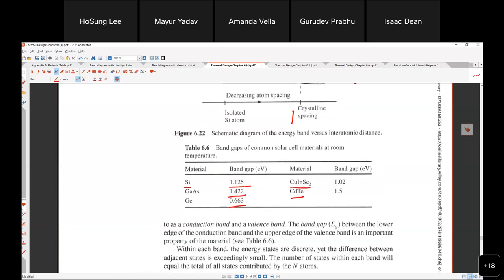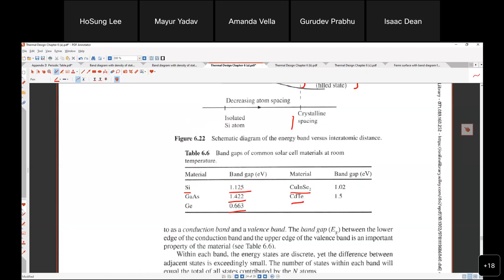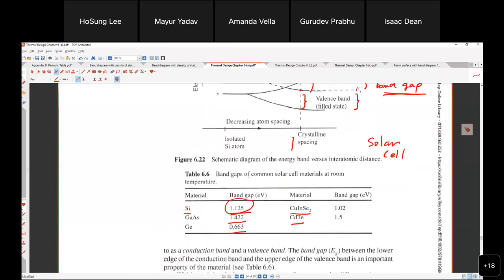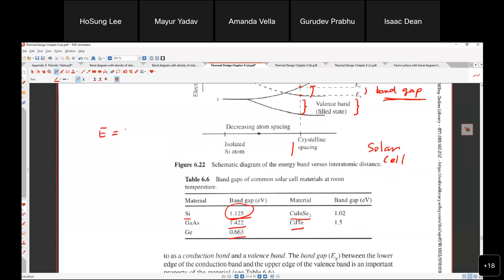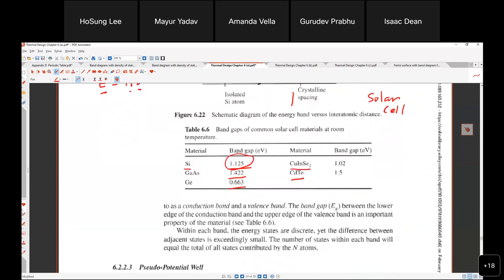So in order for the electron to become free, like in a solar cell, it has to overcome this band gap energy. The energy is Planck's constant times frequency, so the frequency of the light or electron, and that's the energy. Everything is energy in the subatomic world. So we understand that now. So, band gap.